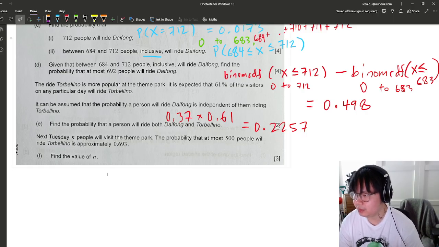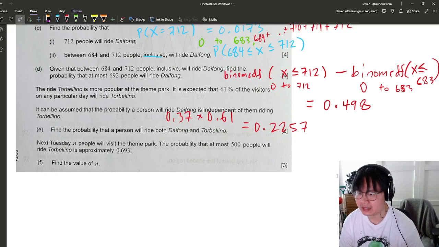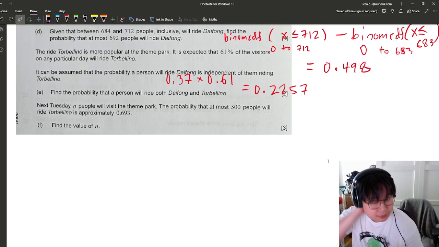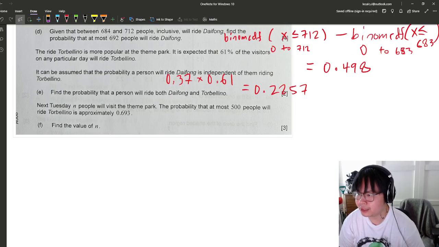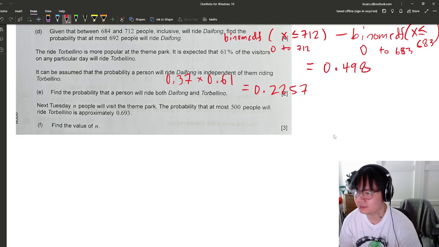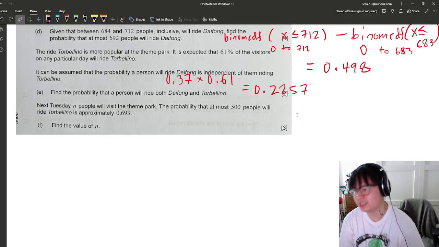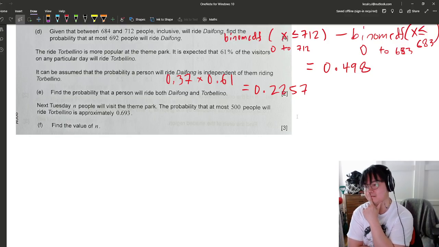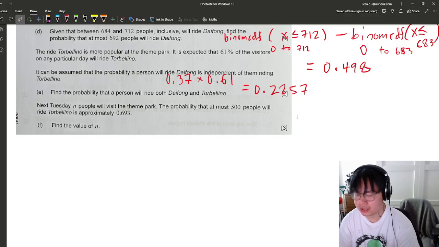Okay, next: Tuesday, N people will visit the theme park. The probability that at most 500 people will ride the Torbolino is this. Find the value of N. Oh, I'm going to eat my words about you guys not needing to know the formula for combinatorics. Or do you just guess and check this? Okay, we're going to guess and check this.